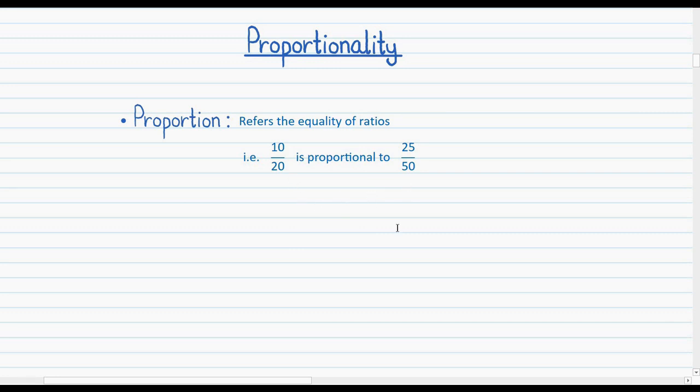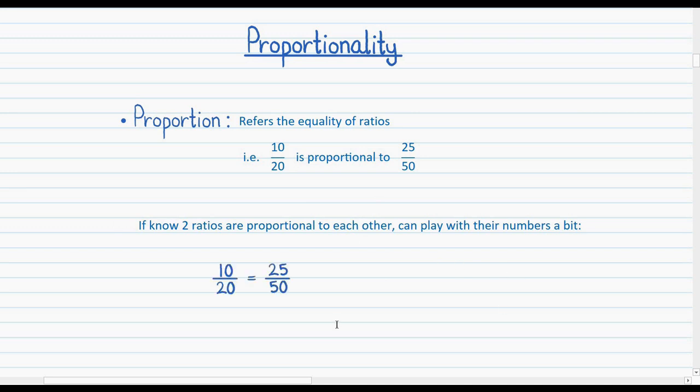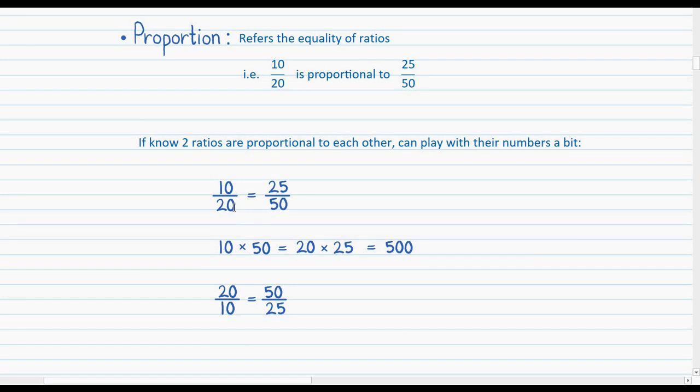And once we know two ratios are proportional to each other, we can play around with them a bit. So taking this example of 10/20 and 25/50, we can cross multiply the two fractions and they'll still stay true. So for example, 10 times 50 is equal to 25 times 20, since both of these would give a value of 500. Or if we want, we can invert the two fractions, changing them to 20 over 10 is equal to 50 over 25, both of which would just simplify down to 2 over 1. So it's nothing so fancy.